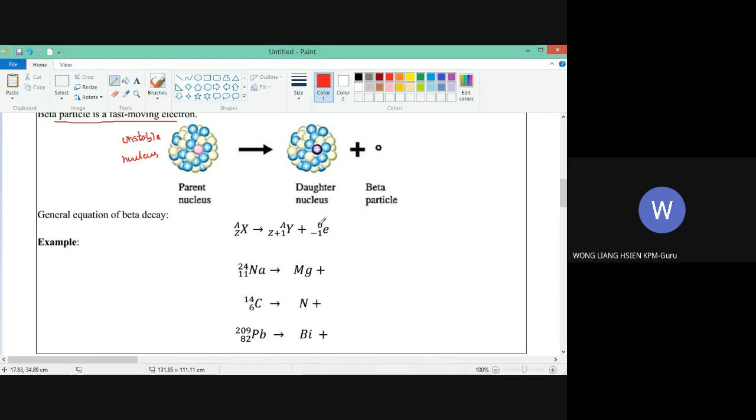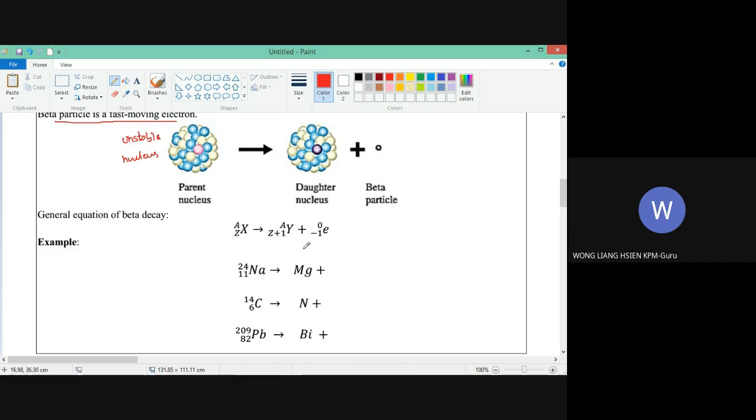So the symbol for electron is a small e. And then the nucleon number is 0 because it doesn't have any protons or neutrons. So it's 0. And then the proton number is -1. Why proton number -1? Because the electron is like the opposite of proton. Proton is 1, so electron is the opposite of proton. So we put -1. So the element Y, the proton number is Z plus 1. So you can see that this Z plus 1 plus -1 becomes Z. See or not? So this is the general equation of beta decay.